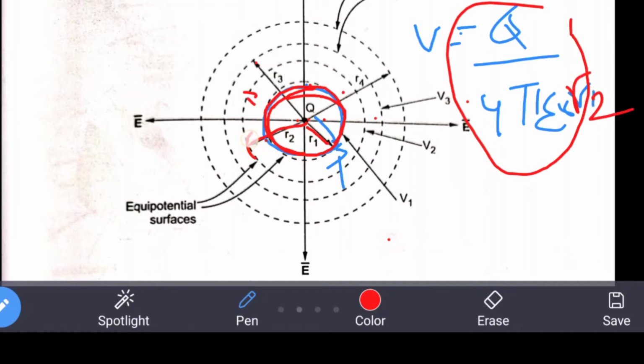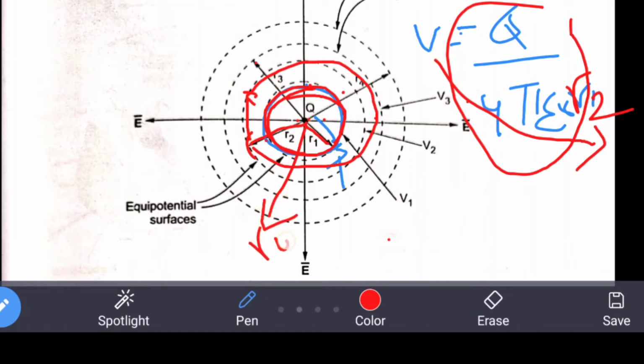If you join all the points, then it is an equipotential surface. Similarly, it can be denoted that V is inversely proportional to distance. Already you know that V is inversely proportional to distance. If the point is changing, if the distance is R3, assume that it is R4. If the distance increases, potential will decrease. But all these points having same potential, that is known as equipotential surface.